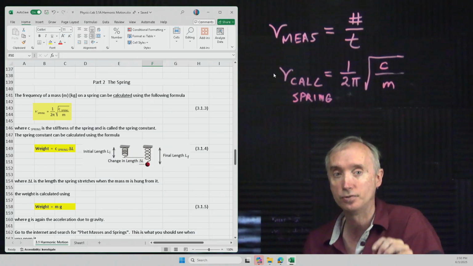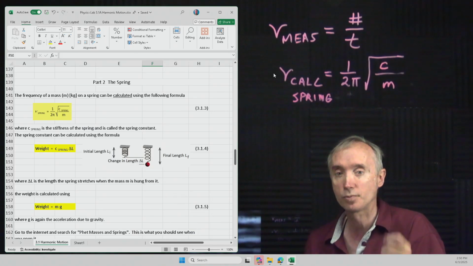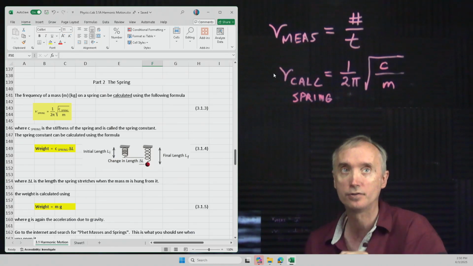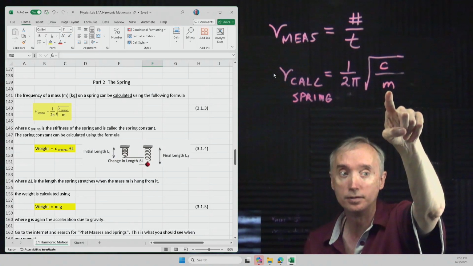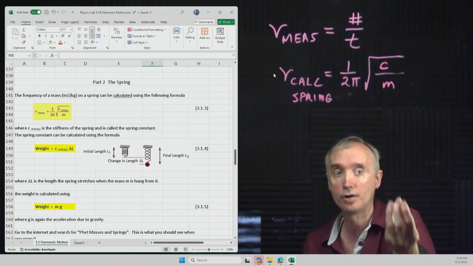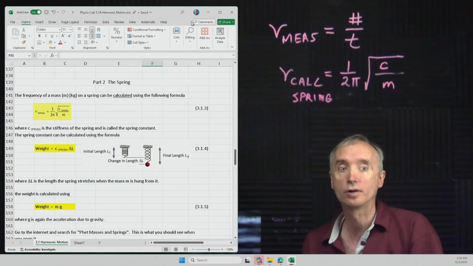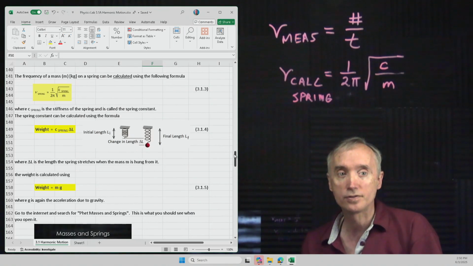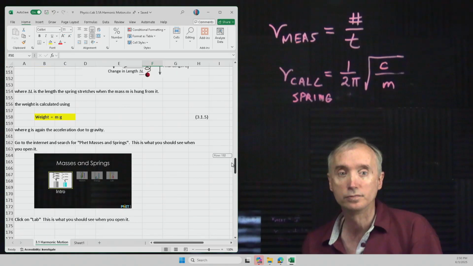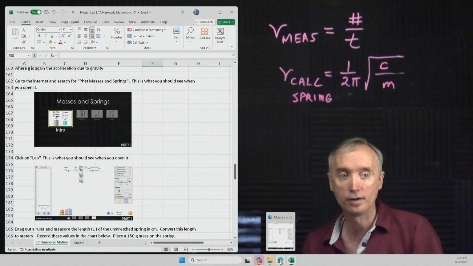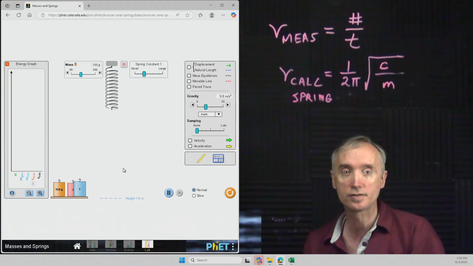Now you're going to have to calculate the spring constant before you can use this formula, and I'll show you how to do that. And then M is going to be the mass that you put on the end of the spring. So that's what we're going to be doing here. Okay, so we're going to go to PhET, and this time it's going to be masses and springs. So when you go there, this is what you're going to see.